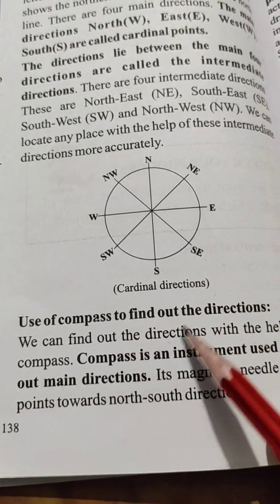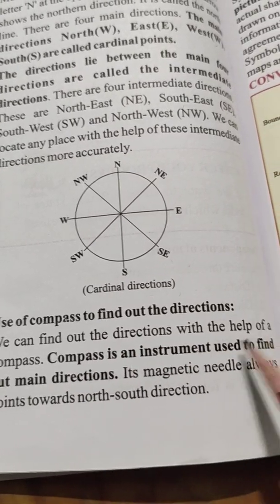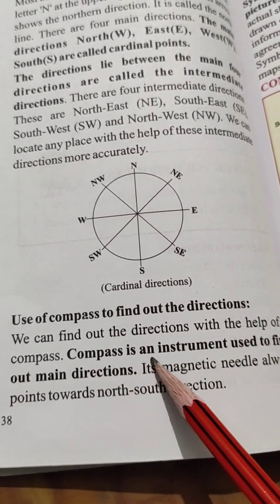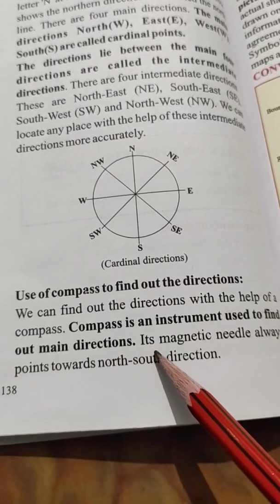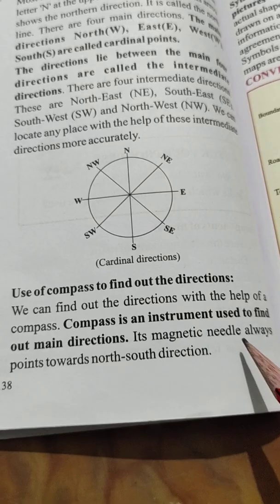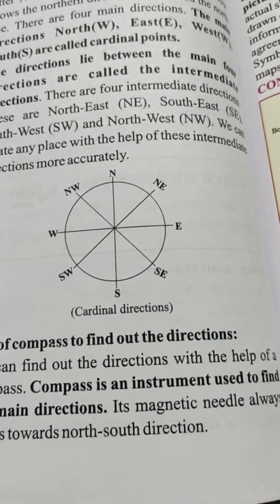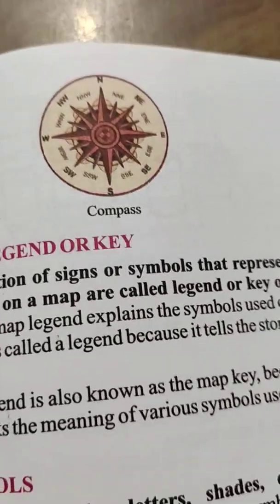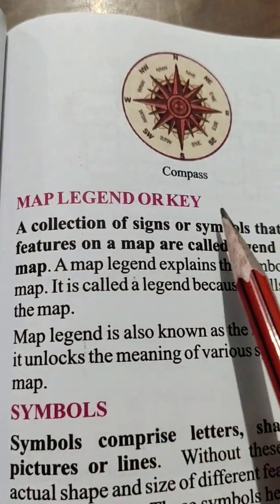Use of compass to find out the directions. We can find out the directions with the help of a compass. Compass is an instrument used to find out main directions. Its magnetic needle always points towards the north-south direction. See, compass.